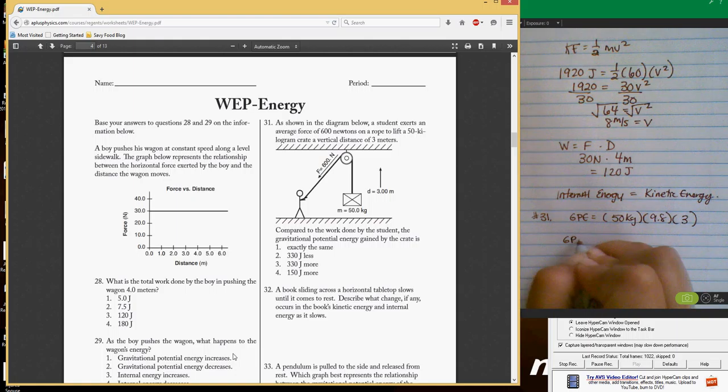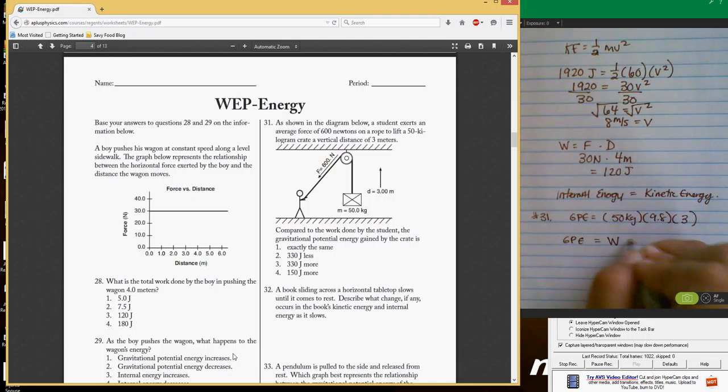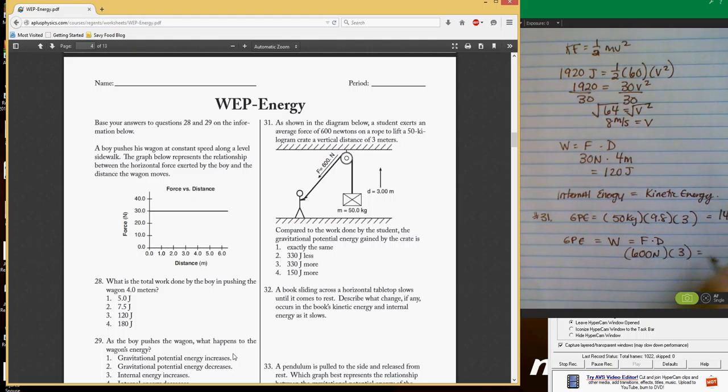We're going to compare that to the energy supplied by the boy, which is equal to the amount of work that he does, which is force times distance. So the force he applies is 600 newtons, and the distance is the same, which is 3. So this has a total of 1,470 joules. This has a total of 1,800 joules.